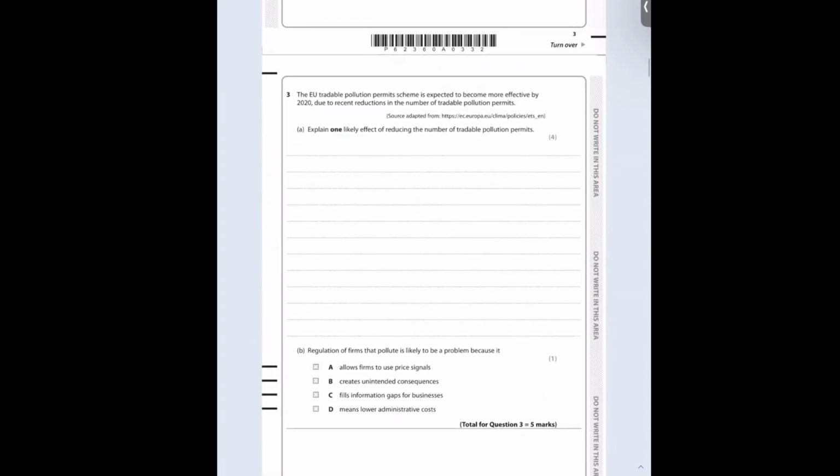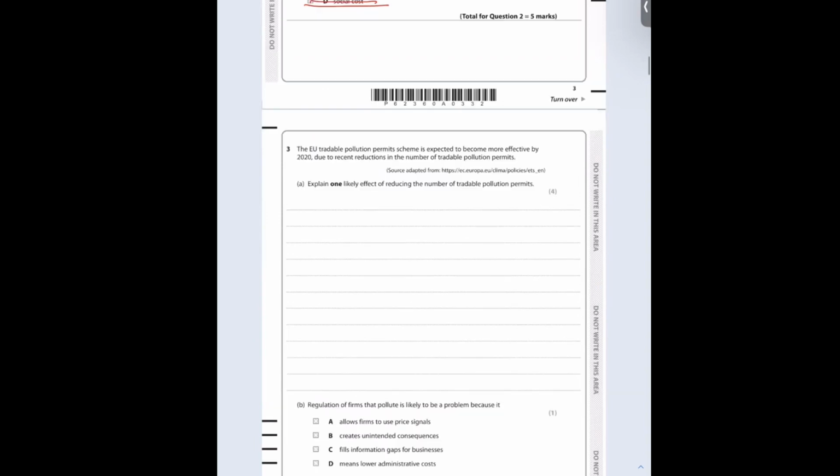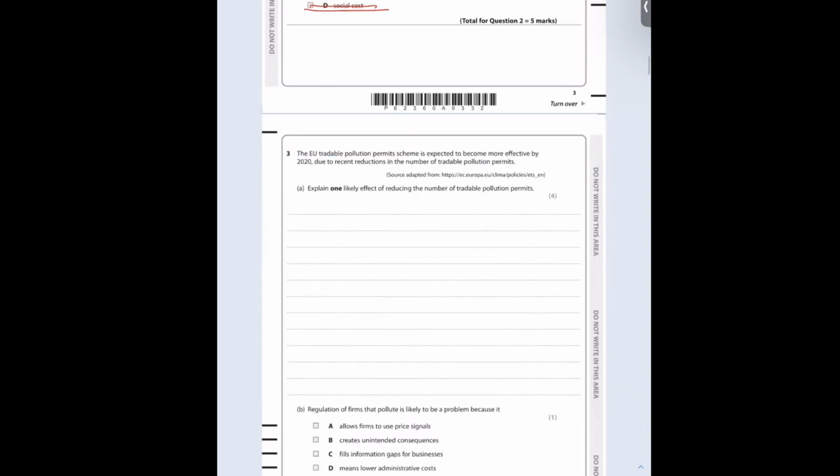Question 3 on tradable pollution permits. Okay, so the EU tradable pollution permit scheme is expected to become more effective by 2020 due to recent reductions in the number of tradable pollution permits. Okay, explain what the effect of reducing the number of tradable pollution permits.